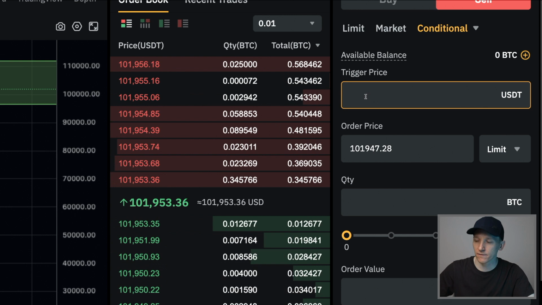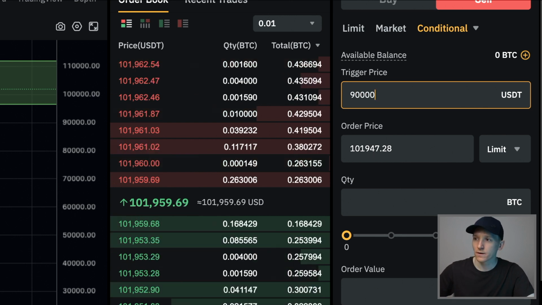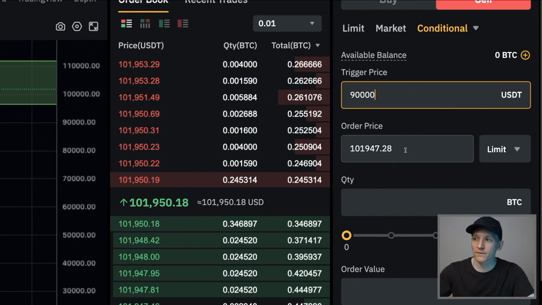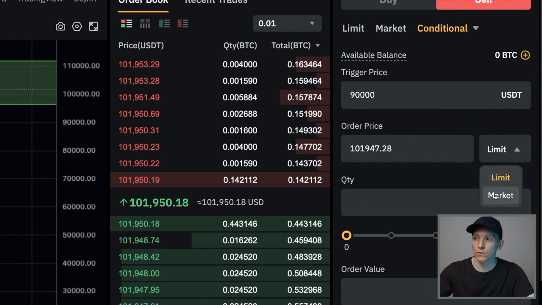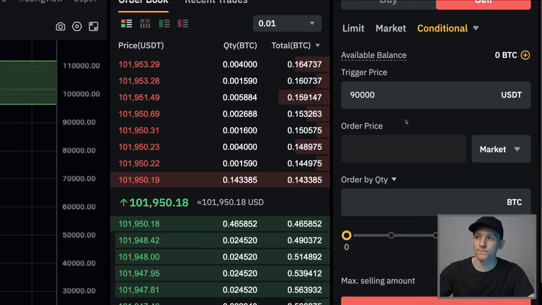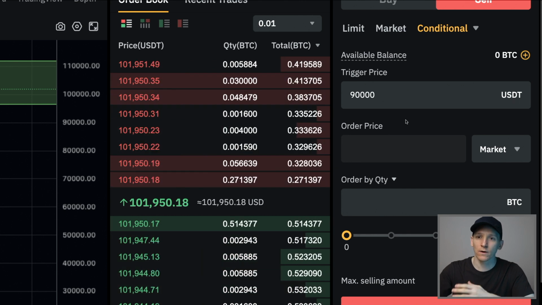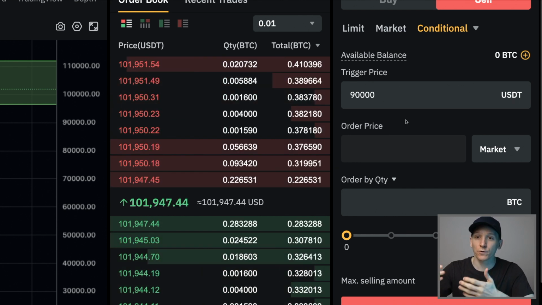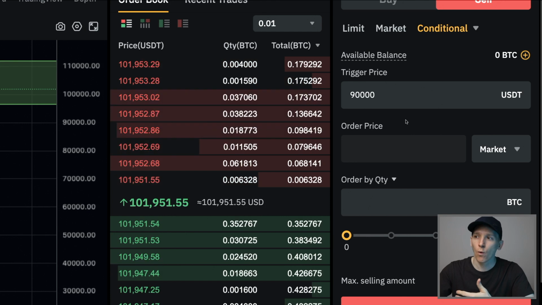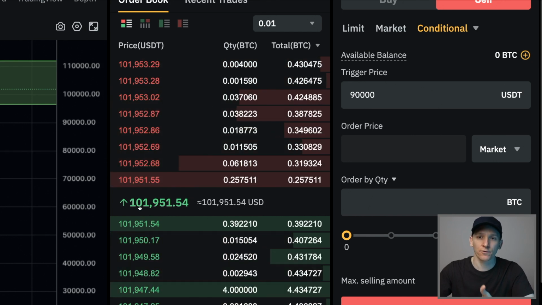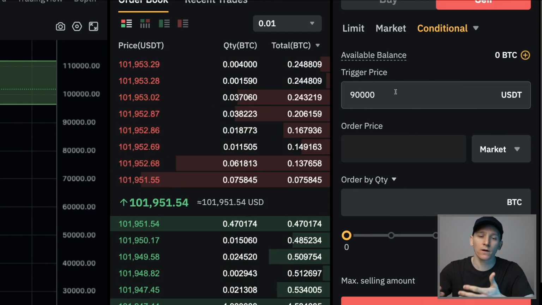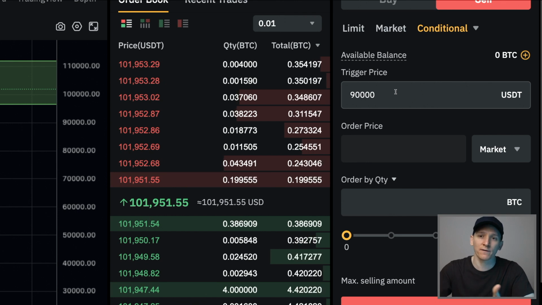So the trigger price, we're going to put at 90,000. And the order price, we're going to use a market order. So here's what we're telling the system. If the price gets to 90,000, sell immediately. So we're actually making a loss there, right? Because why wouldn't we sell at 100,000? The price is higher than that. Well, it's because we're using a stop loss, right? So this is a risk mitigation order.